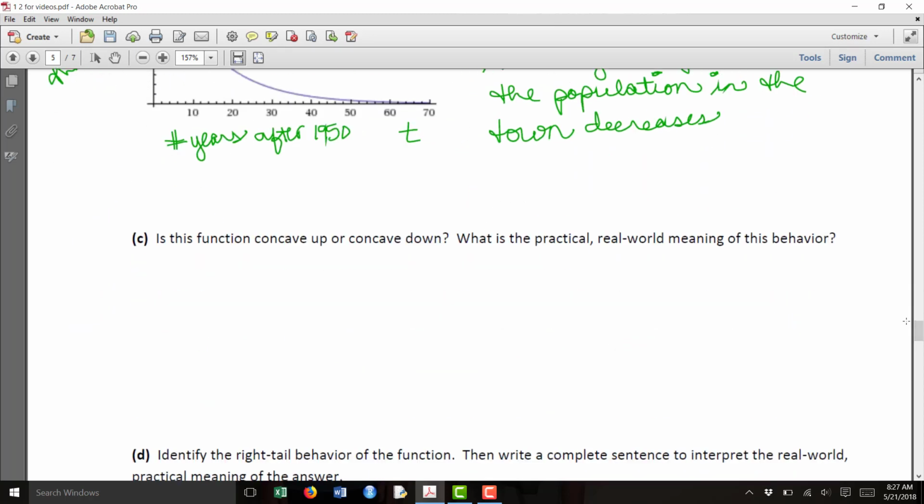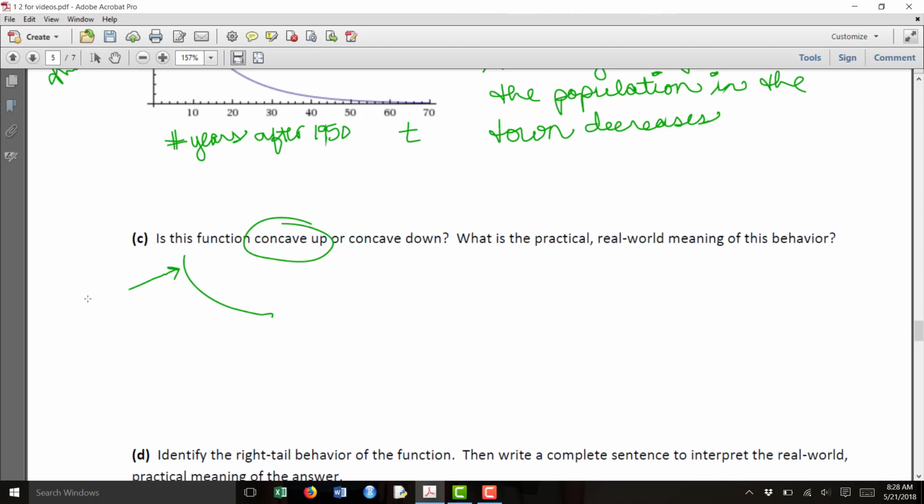Part C then asks us if the function is concave up or concave down. Our function is decreasing, but you see that it looks like a right side up bowl, so it's concave up while decreasing. So what's the practical real world meaning of this? What you want to think about here is the change in that slope that's occurring.